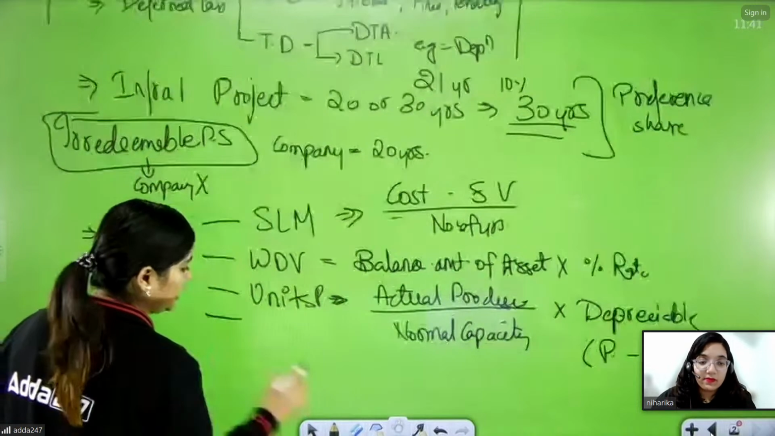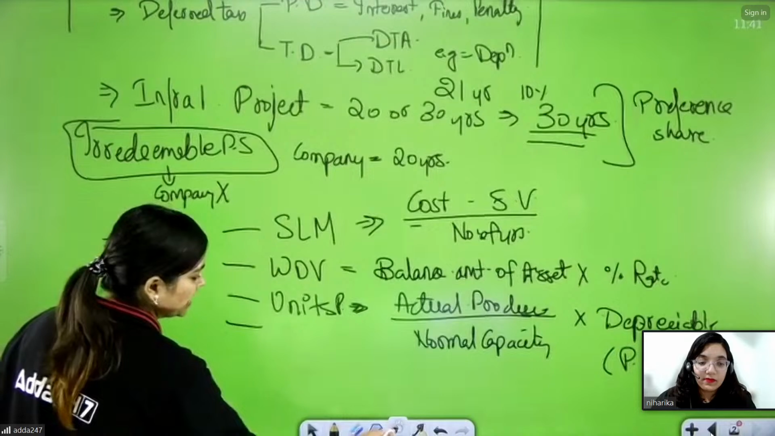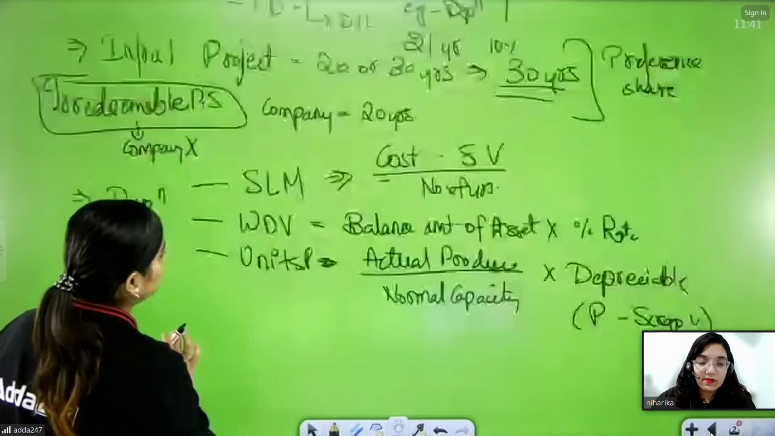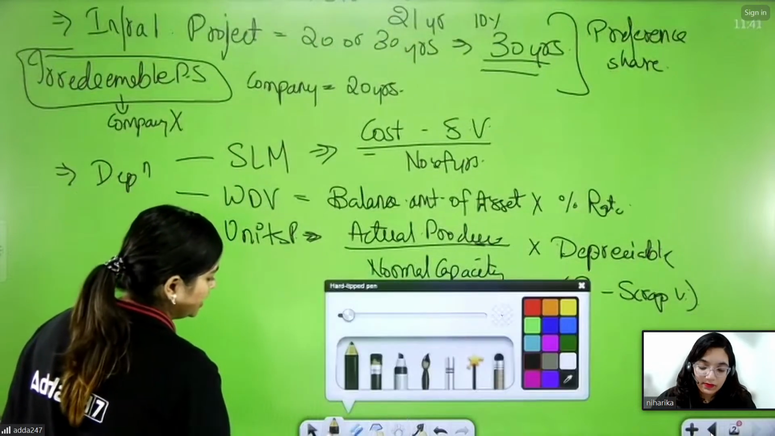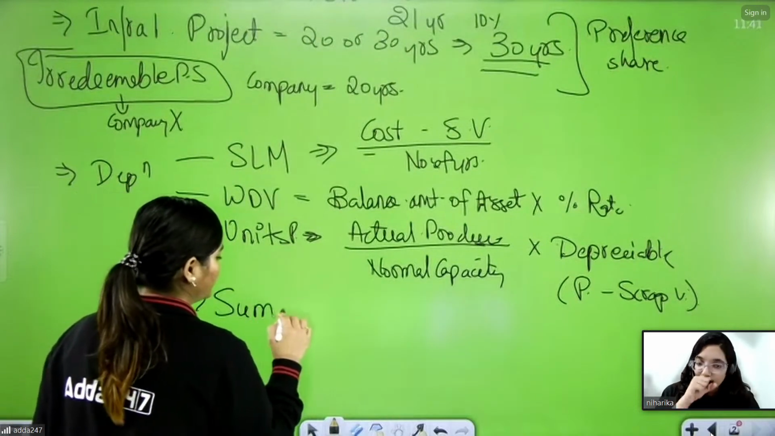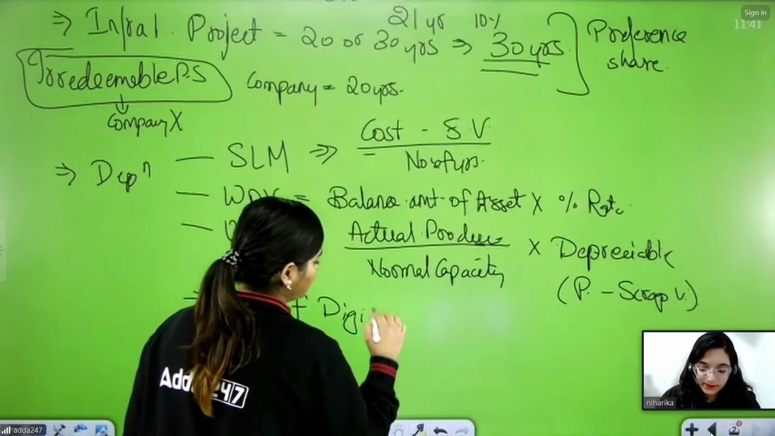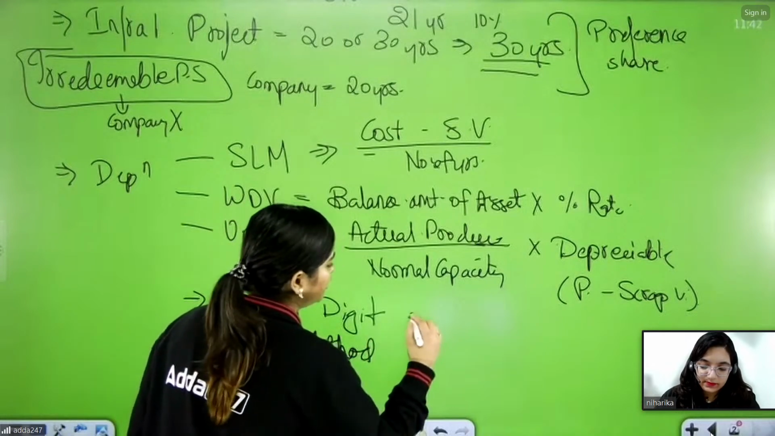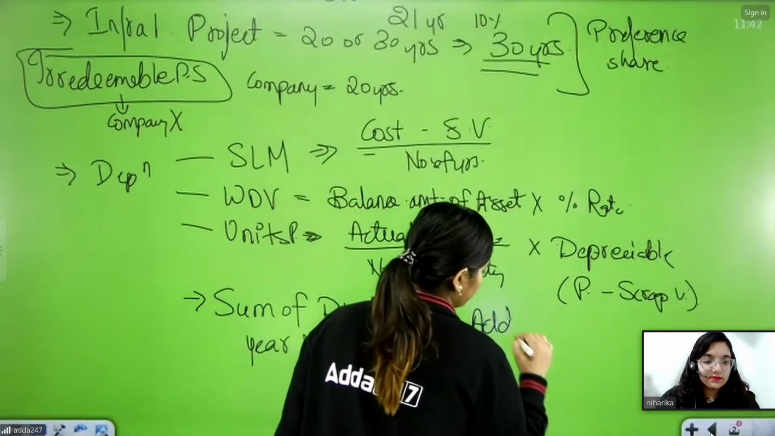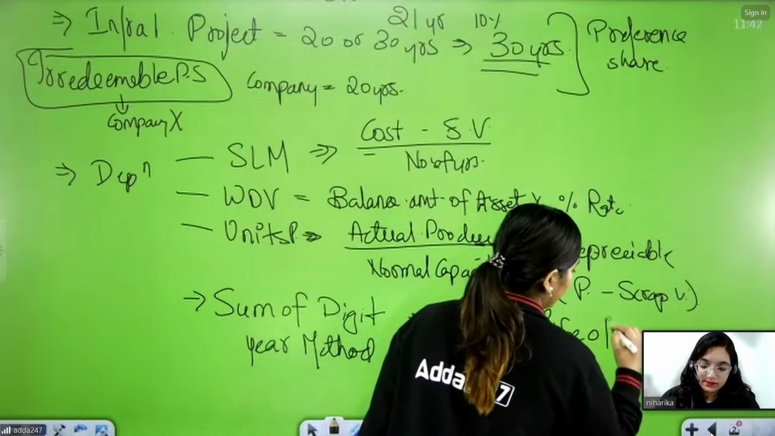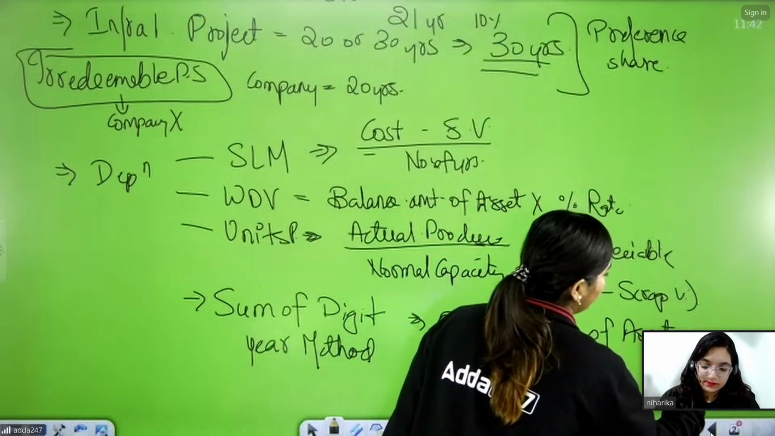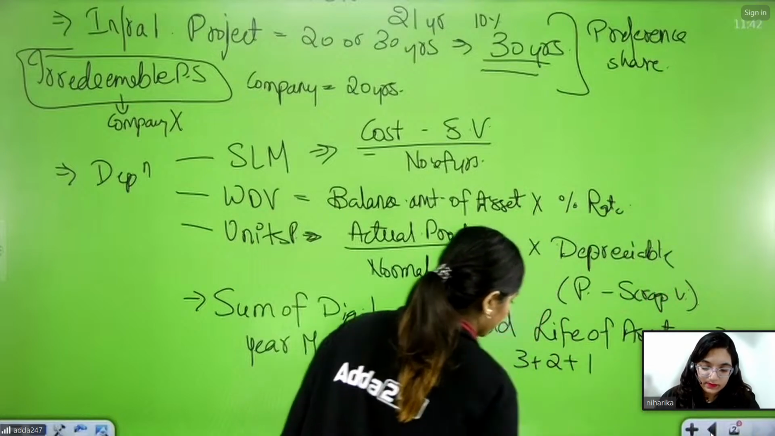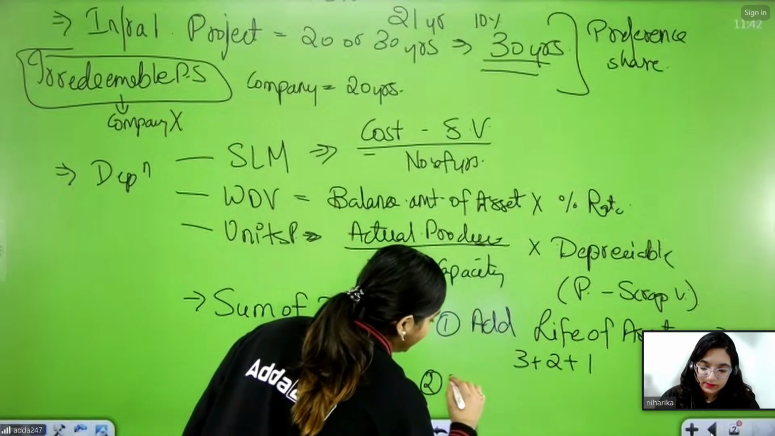Next formula, last one we have. But remember, as per our Ind AS and AS, we have only these formulas. Last formula is your sum of digit year method. In that, what you need to do, you need to firstly add the life of the asset. Suppose life of asset is 3 years. So what you are going to do? 3 plus 2 plus 1. And with the help of this, you are going to calculate depreciation.